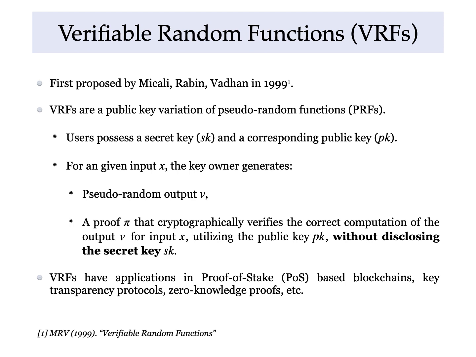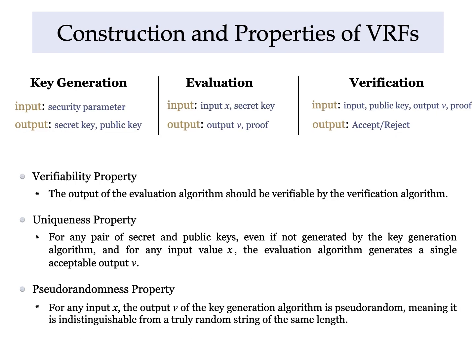This is an important property of verifiable random functions. And also, each user provides verifiers with a proof, P, which cryptographically proves that the output is calculated correctly. And this is the nice property of verifiable random functions, and VRFs have wide applications in proof-of-stake-based blockchains like Algorand, key transparency protocols, and zero-knowledge proofs.